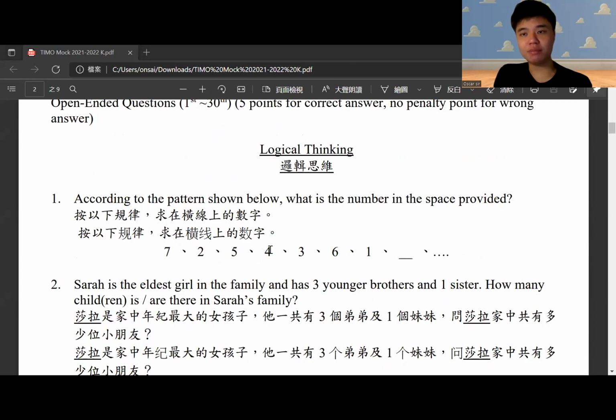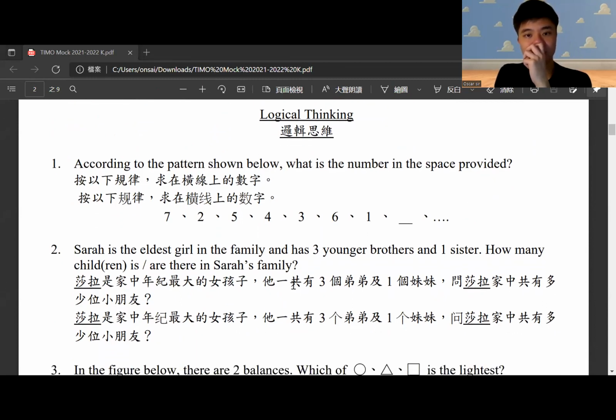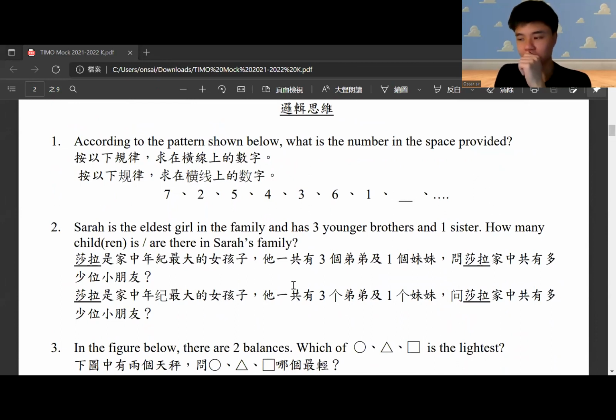Okay, so let me just catch up and do a summary for this paper. The very big point is that you should try to draw some graphic or figure to help you finish the problem. This is a very useful and very important skill. You should be familiar with this skill.